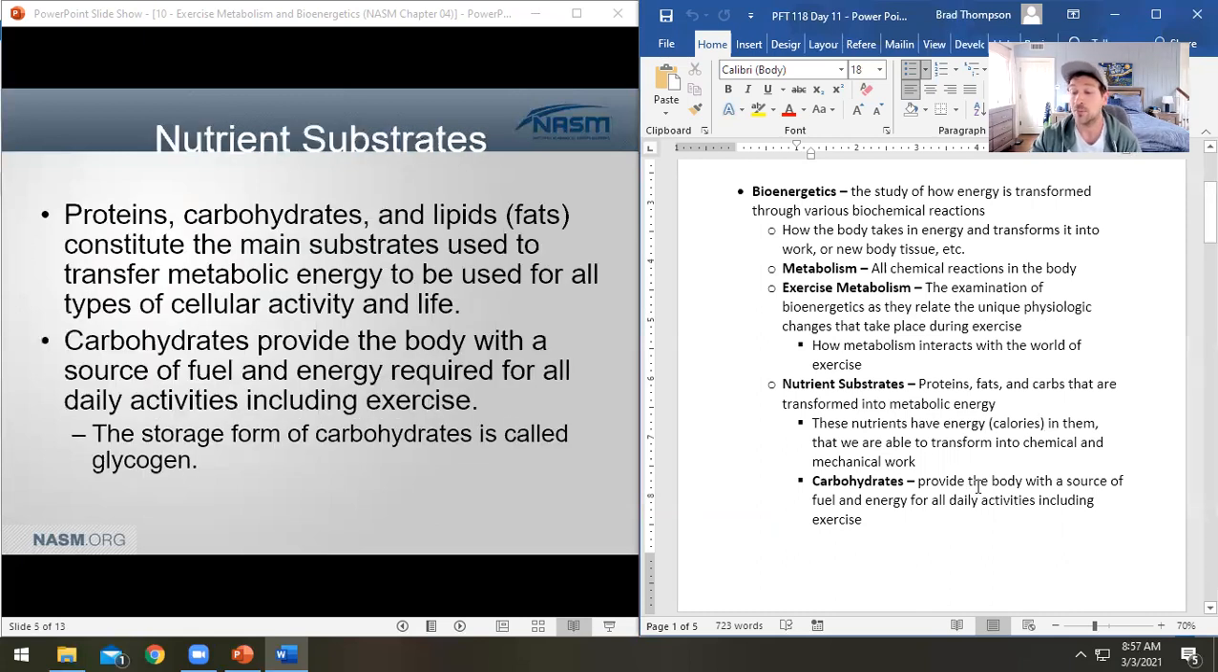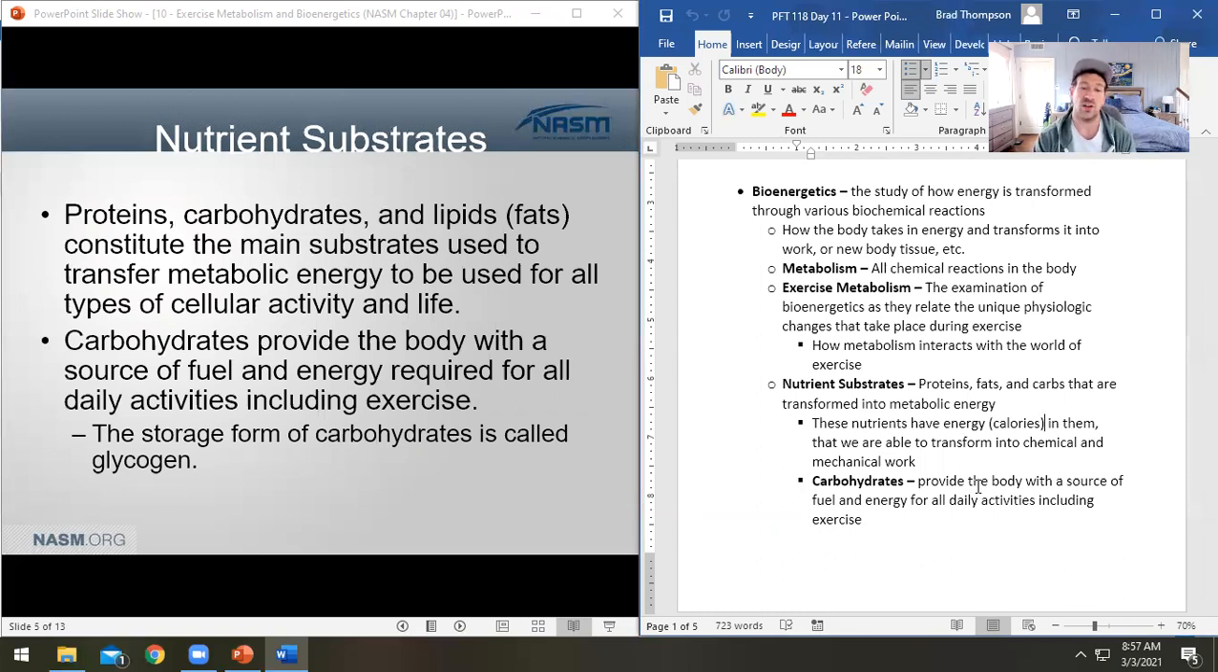So in order to have a pretty good understanding of that, we have to have a pretty good understanding of our nutrient substrates. The nutrients you've got are your proteins, fats, and carbs, and the substrates of those are going to be amino acids, fatty acids, and monosaccharides.